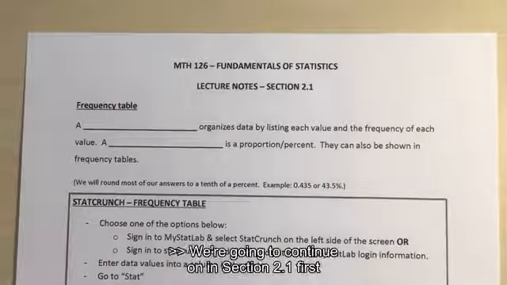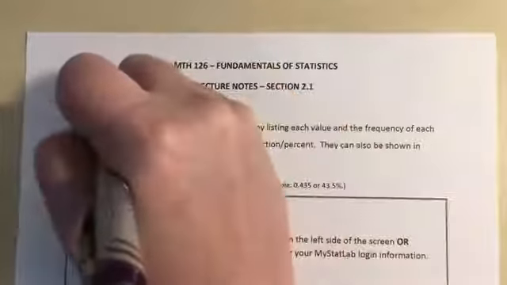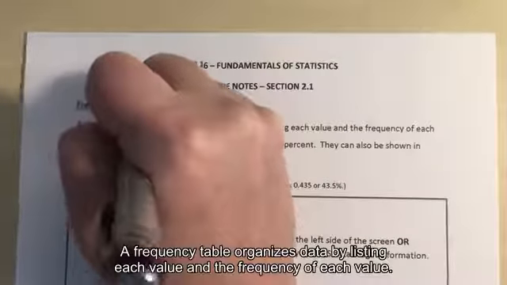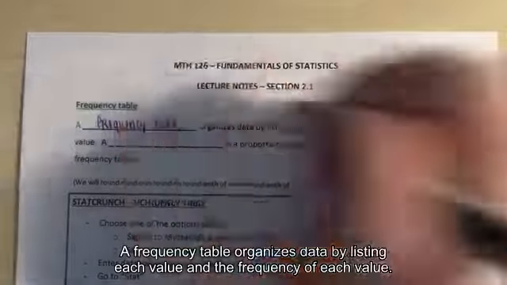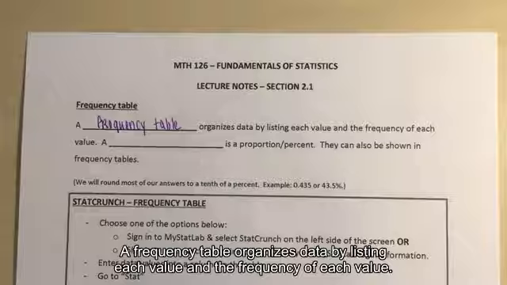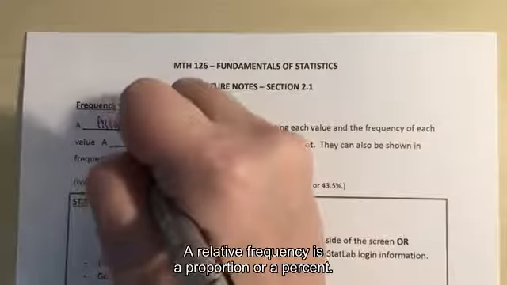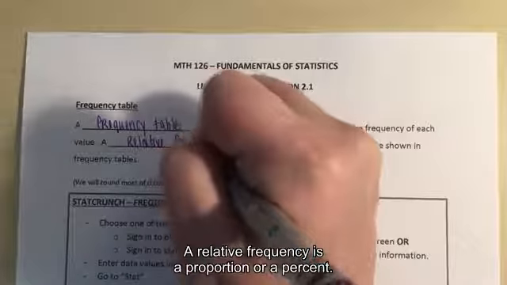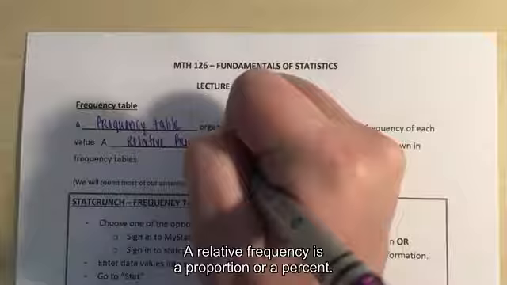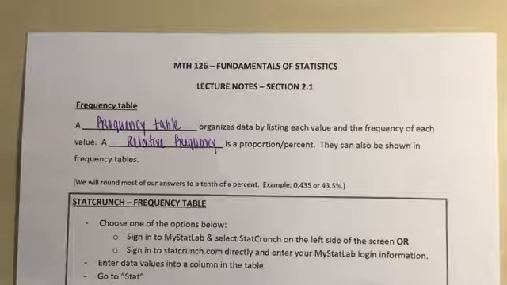So we're going to continue on in section 2.1 first by talking about frequency tables. A frequency table organizes data by listing each value and the frequency of each value. A relative frequency is a proportion or a percent.